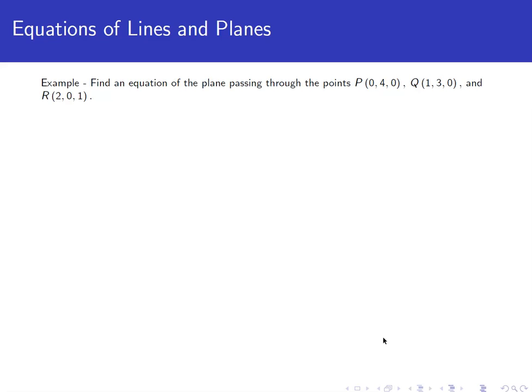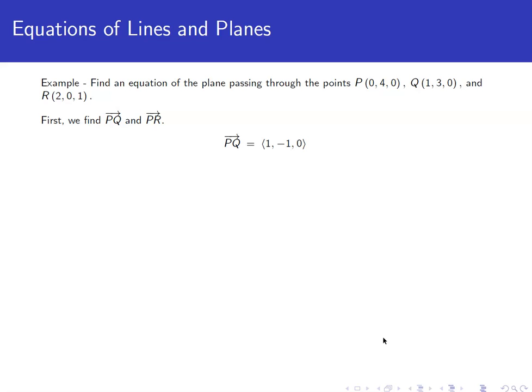So let's say we want to find the equation of the plane through the points P(0, 4, 0), Q(1, 3, 0), and R(2, 0, 1). All right, so what we're going to do is we're going to find two vectors that have to lie in the plane. So let's pick one point as our starting point, and then the other 2 points we're going to use to find vectors. So we'll use P as our starting point, our base point, if you will. And we'll find vectors from P to Q and from P to R.